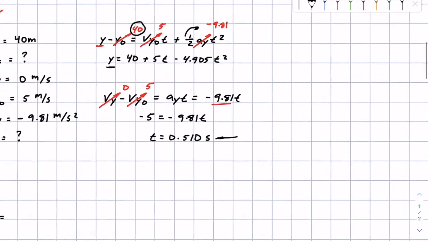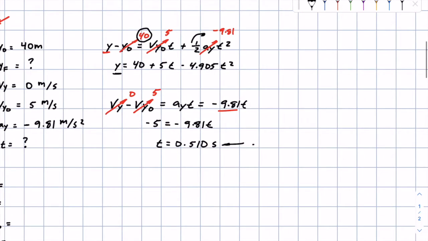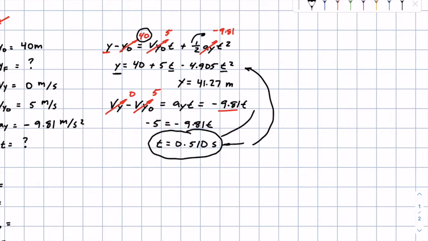Now let's take that time and plug that right into here for t, and we're going to solve for y. So our final max height is going to be 41.27 meters. And all we did here is we plugged that time into this equation for t, and it gives us this, 41.27 meters.